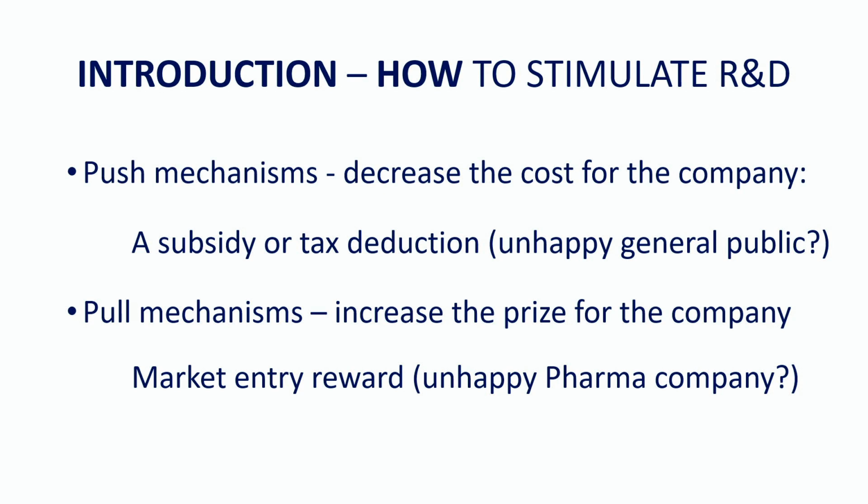So you have push and pull mechanisms, as you heard before. Push mechanisms usually decrease the cost for the pharma company. Pharma companies really like push mechanisms, like tax deduction, but the general public really doesn't like that. The pharma company does not have to pay taxes when every citizen has to pay taxes. Pull mechanisms increase the price for the company when the drug actually reaches the market, like the Netflix approach in the UK. So, a market entry reward. Of course, this is not so popular for pharma companies. It requires much higher risk, since you have to put a new drug on the market.